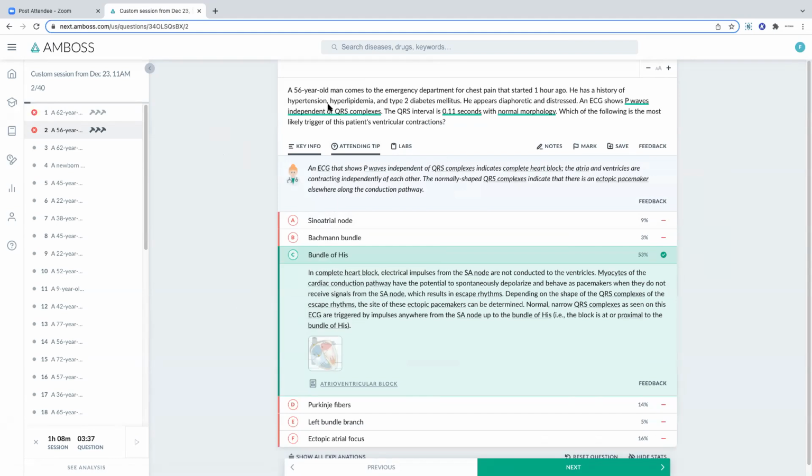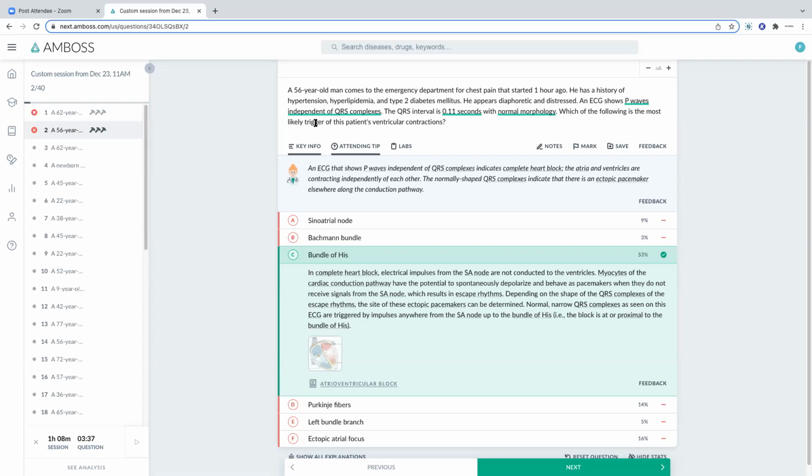Okay, so the answer for this one is C. Why? Because over here, the patient came for chest pain. He has a history of hyperlipidemia. ECG shows P waves independent of QRS. This is a third degree AV block, yes or no? Is this the third degree AV block? The answer is yes.